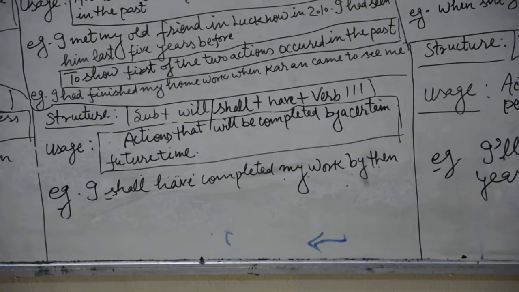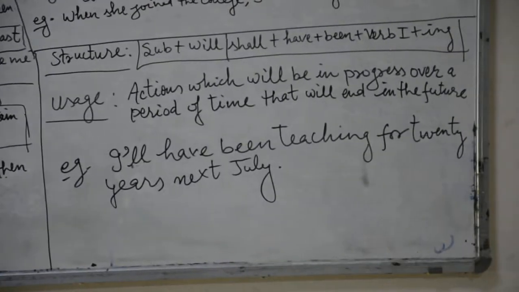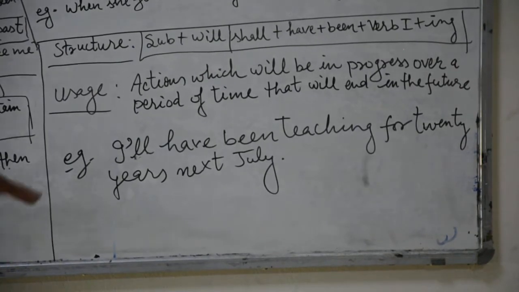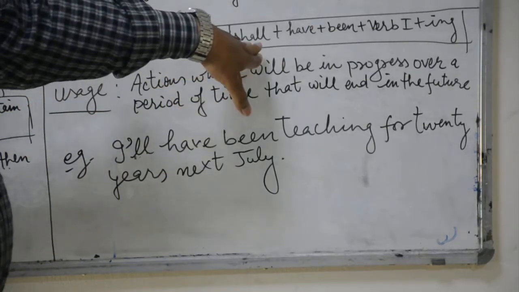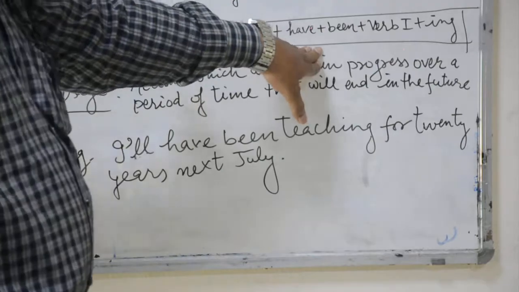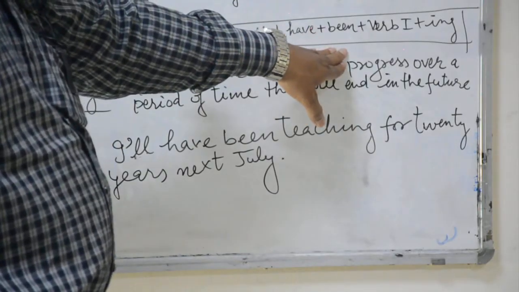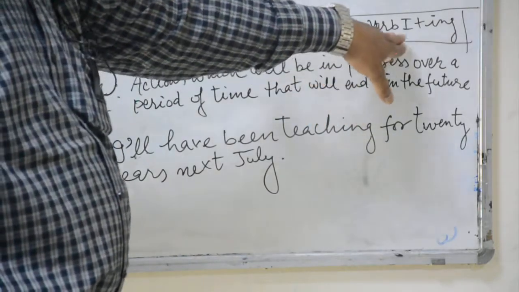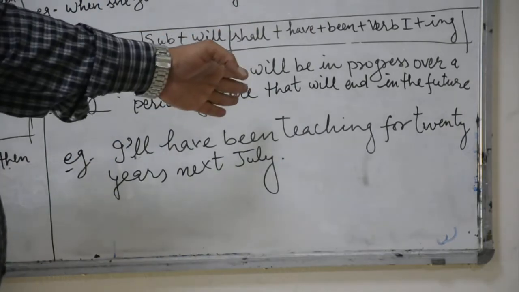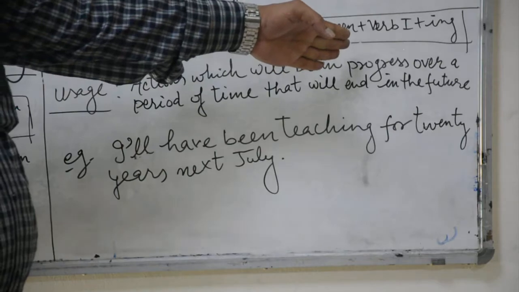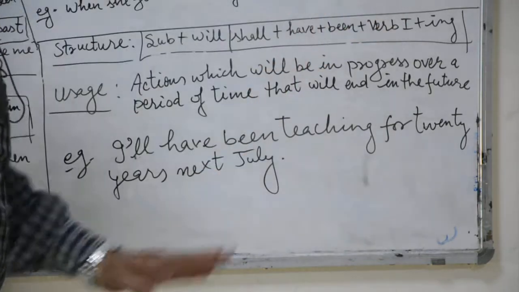Now we come on future perfect continuous tense. What is this structure? In this tense, first of all, we use subject, then will or shall, then have, then been, B-E-E-N, then verb's first form, and then ing form. Again, I repeat, with subject we use will, shall, then have, then been, then verb first form, and then ing form.